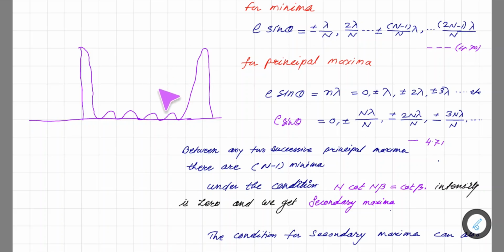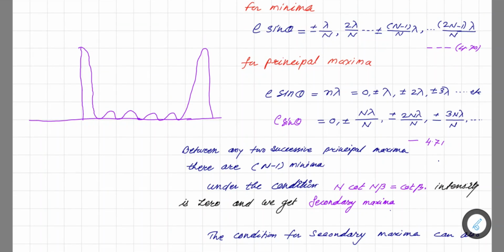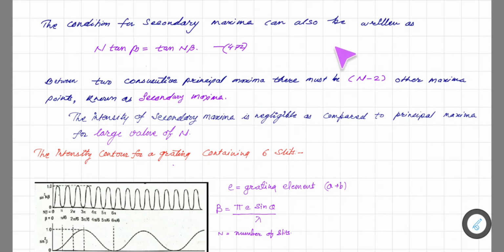So if we consider capital N equal to 6, if 6 slits are there, then we get N minus 1 minima. And under the condition n cot of n beta is equal to cot beta, intensity is not 0 and we get secondary maxima. So under this condition we are getting secondary maxima. The condition for secondary maxima can also be written as n tan of beta is equal to tan of n beta.